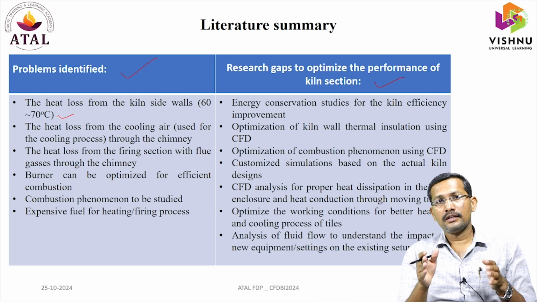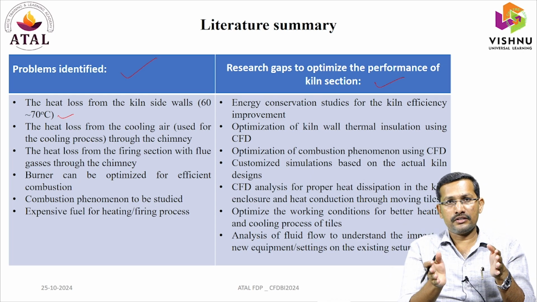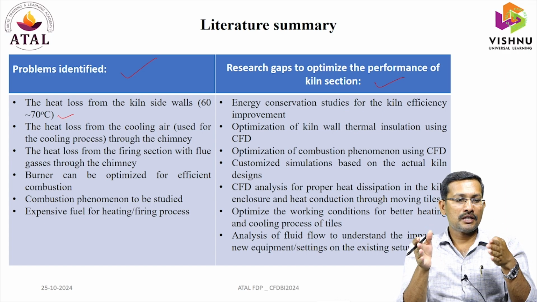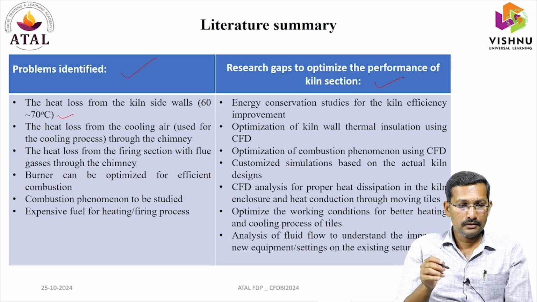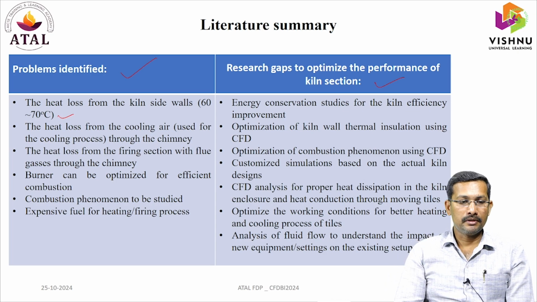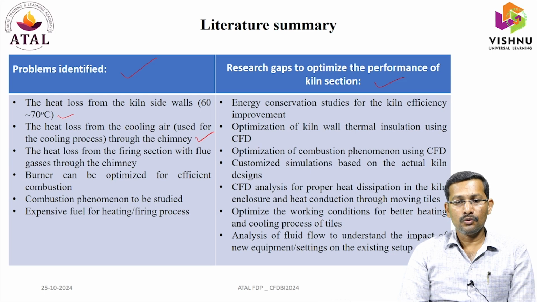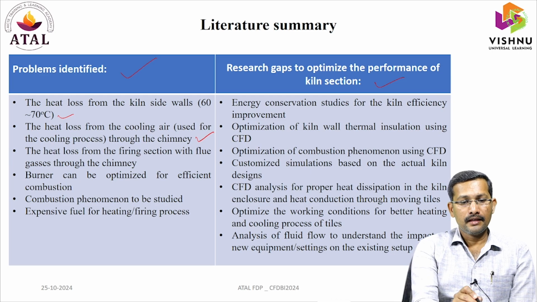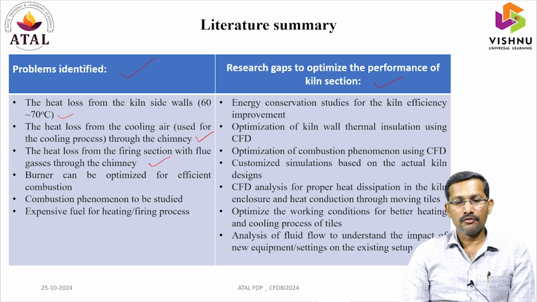As I told in the beginning, this is the cross section of the kiln. There is a combustion chamber, and the combustion chamber wall outside temperature is almost 60 to 70 degrees centigrade. Then there is heat loss from the cooling air used for the cooling process through the chimney. The heat loss from the firing section with the flue gases through the chimney also takes place.